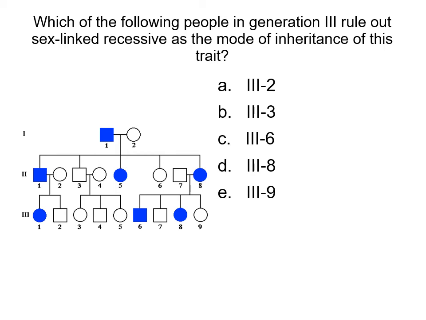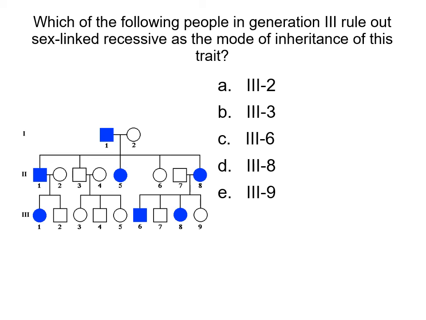3-6, okay, he inherits the disease from his mother, and if it's sex-linked recessive, she would have both of her X's with a mutation on it, in which case she could very well pass it to her son. So there's nothing inconsistent about that at all, so he doesn't rule it out.